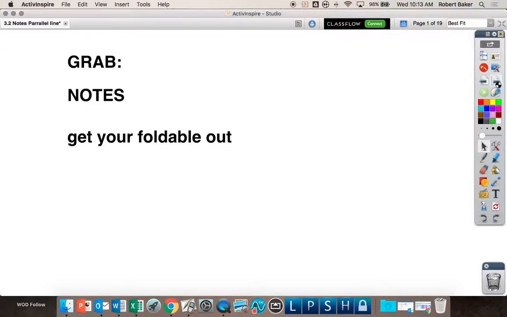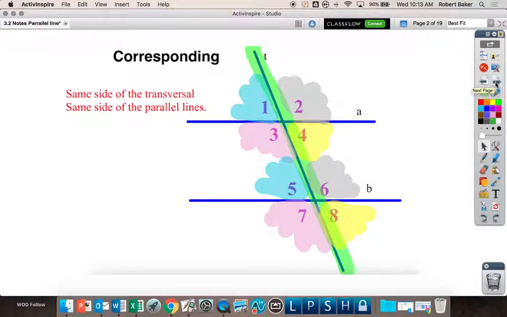Alright, so we built this structure in our foldables, right? That's what your foldable looks like. So now that the lines are parallel, the blue angles are congruent. Now the lines are parallel, the gray angles are congruent. Now the lines are parallel, the pink angles are congruent. Right? So when the lines are parallel, corresponding angles are congruent.